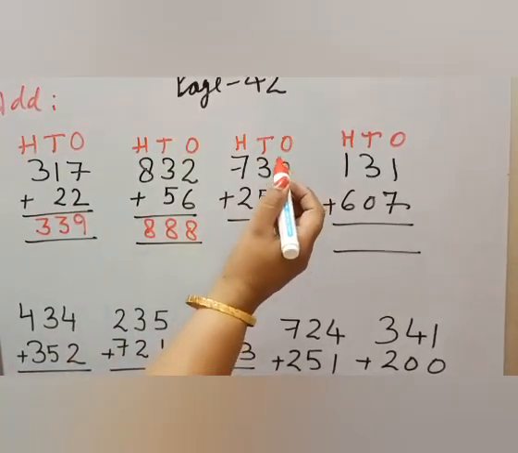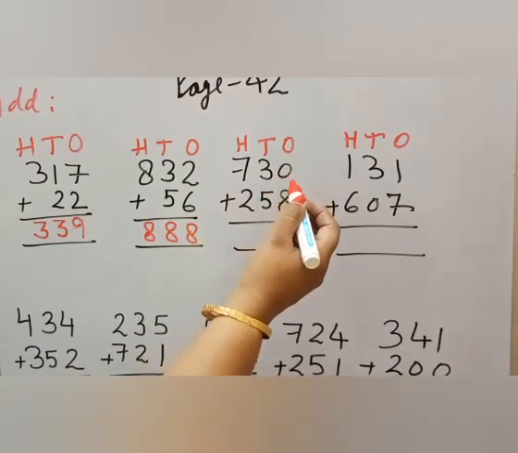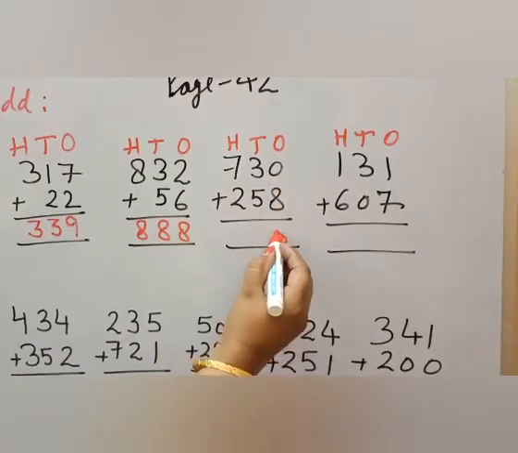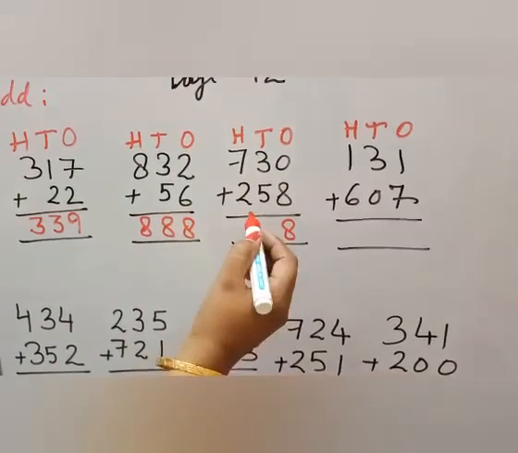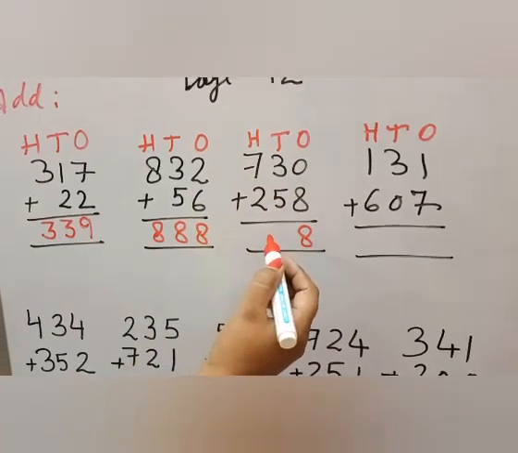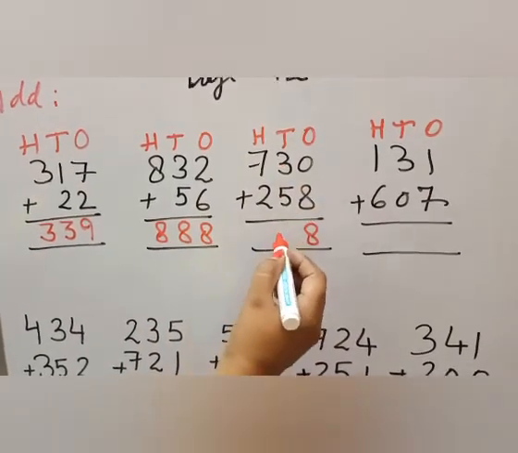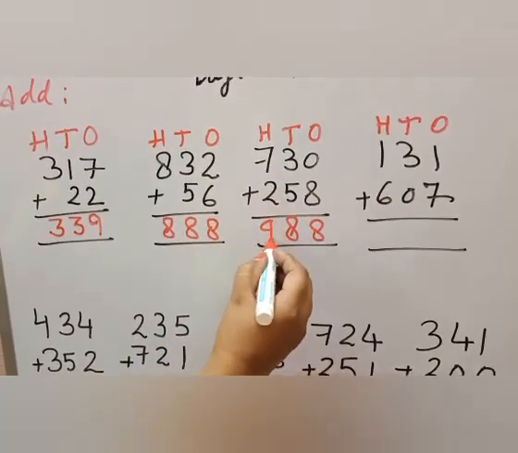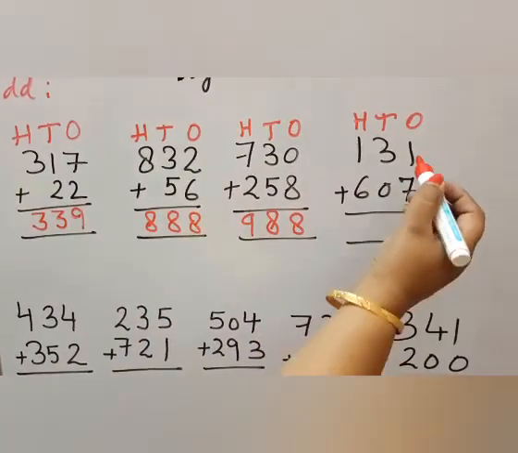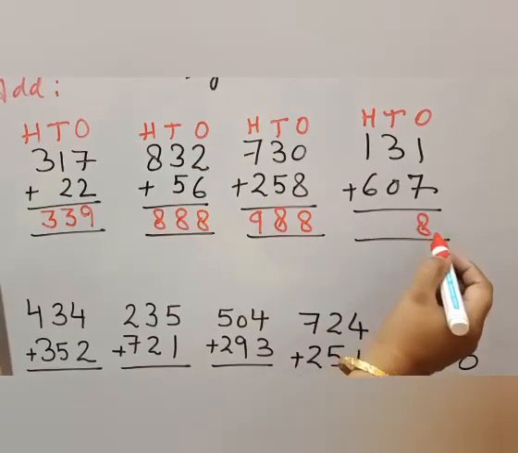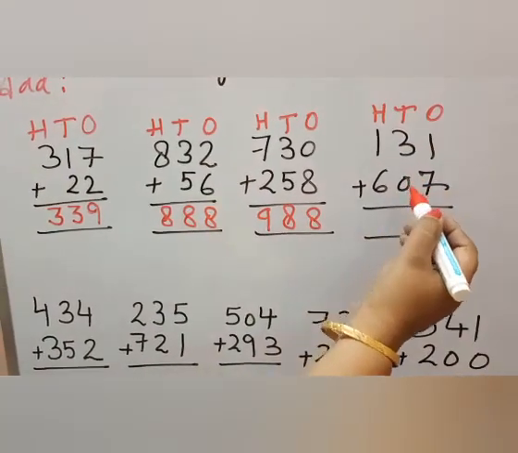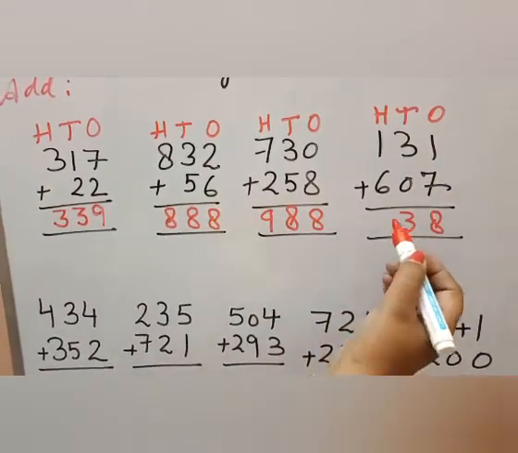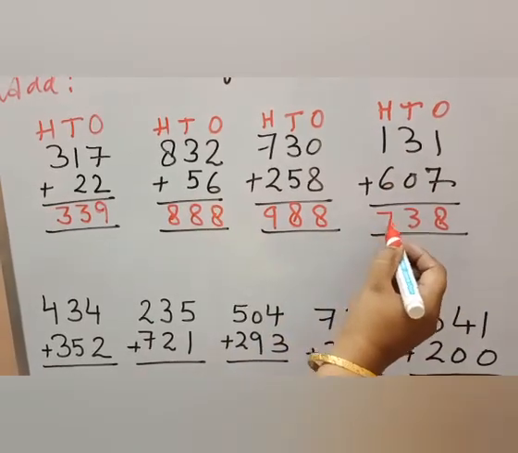Here first we will add ones place numbers. 0 plus 8. The answer is 8. Then the numbers which are given on tens place, we have to add these numbers. 3 plus 5 is 8 and 7 plus 2 is 9. Next, 1 plus 7 is 8. We have to add 3 with 0. The answer is 3. Here 1 plus 6 is 7.